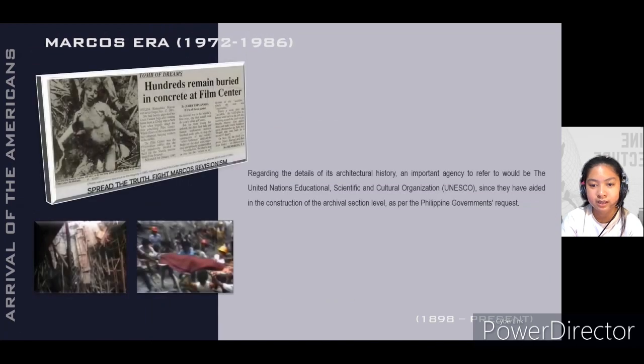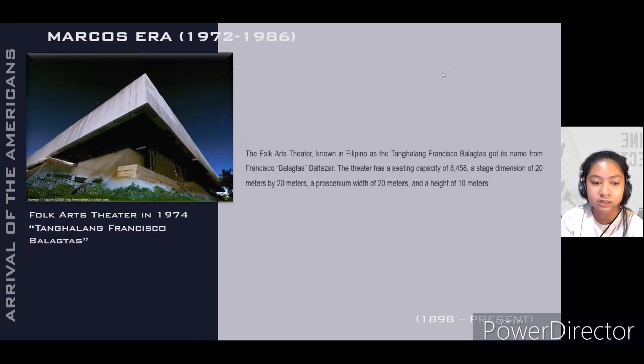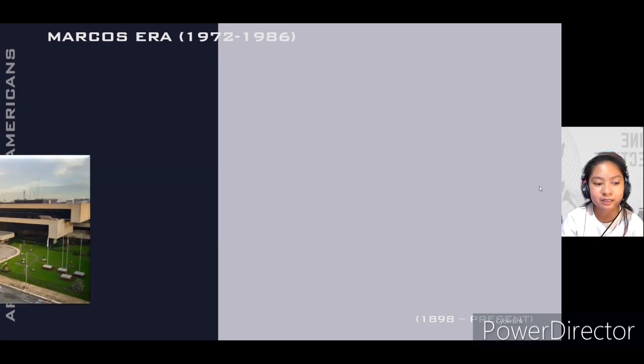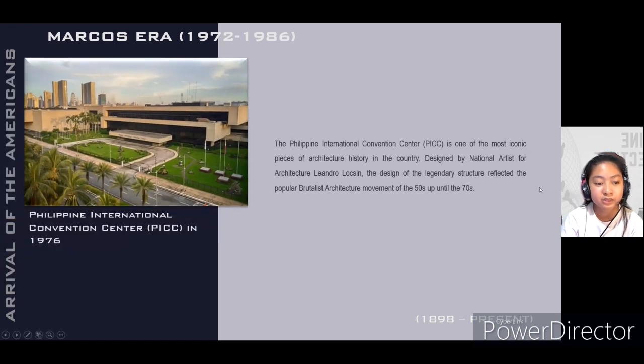Nagkaroon po ng isang tragic accident na kung saan nabury po yung mga trabahador po sa panahong ito. And next is the Folk Arts Theater in 1974, or also known as Tanghalang Francisco Balagtas. Hinango po ito sa pangalan ng famous na writer na si Francisco Balagtas. And next is the Philippine International Convention Center, or the PICC, in 1976. This was the time na revival po ng brutalist architecture.